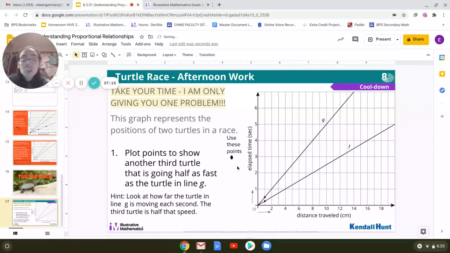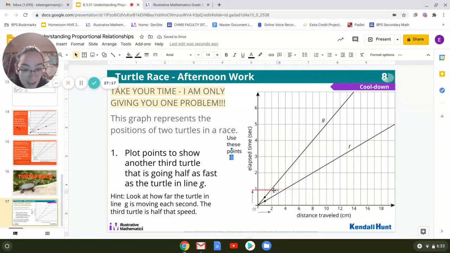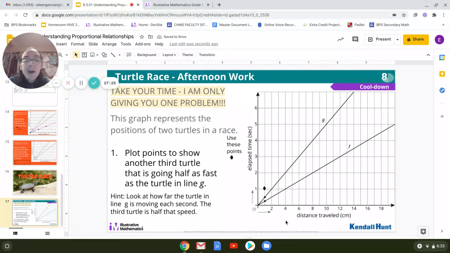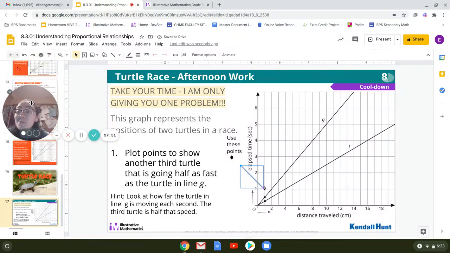So you're going to take one of these points. He's going half as fast. I don't know where he's going to be. Might be there. Who knows? Because after 1 second, this guy G is going 2 centimeters. So if he's going half as fast, his distance is only going to be half as far, 1 centimeter. And then you're going to keep plotting them, connect them using your line feature, and then you will be all set. Once you finish this, I want you to hit the turn in button and make sure that I get this from you for the day.